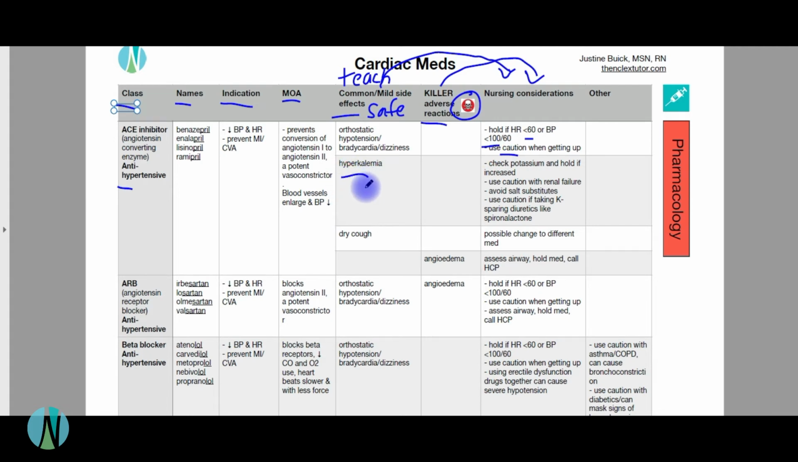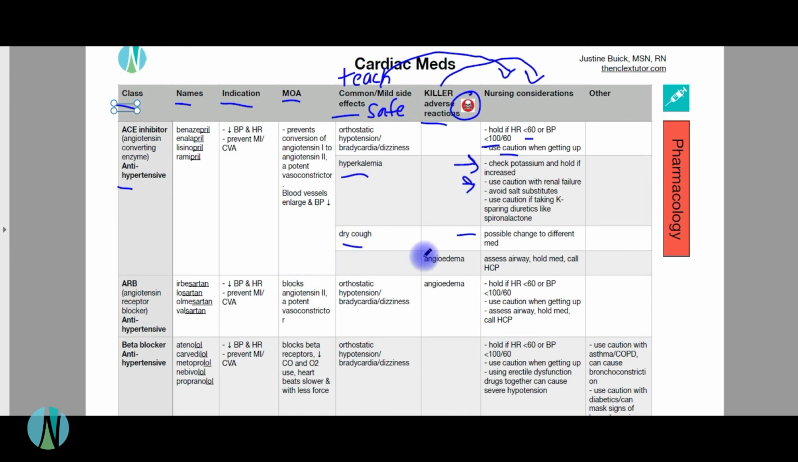So that can be mild or common because maybe it's not that high. Or if it gets really high, then of course it can turn into a killer adverse reaction and cause a cardiac dysrhythmia and kill them. So you just want to be aware of that. So what do you do about that? Well, you would check their potassium level and use caution if they have renal failure, etc. There's also a dry cough that can occur, so your nursing consideration would be to possibly change that to a different medication.